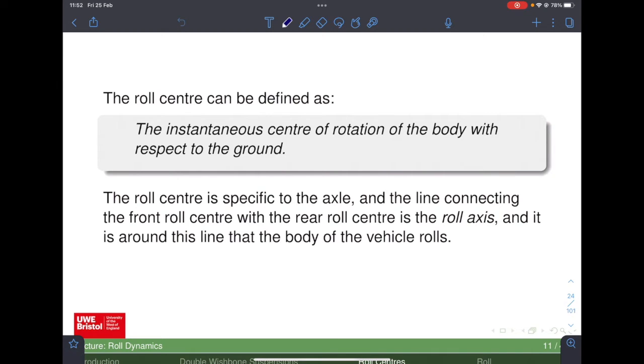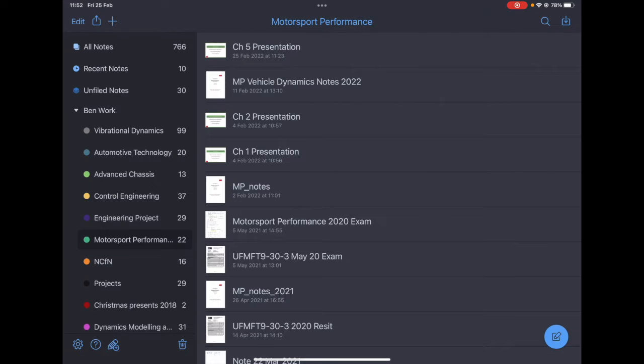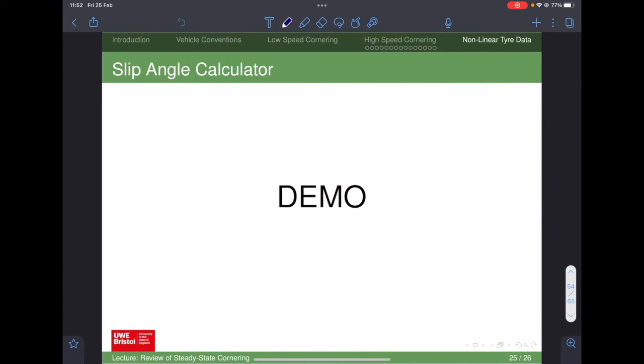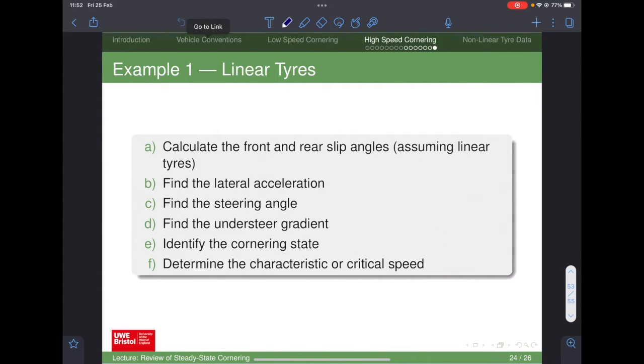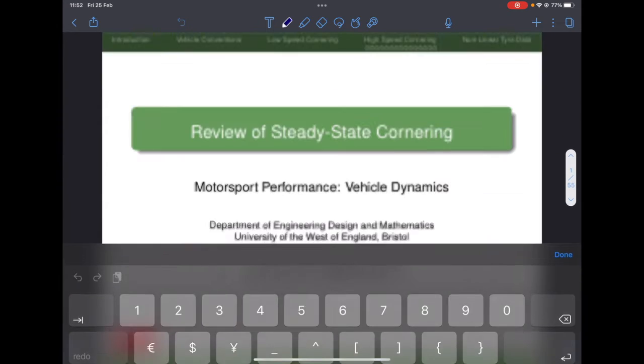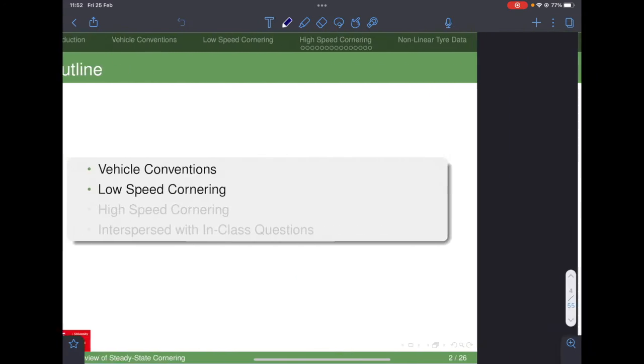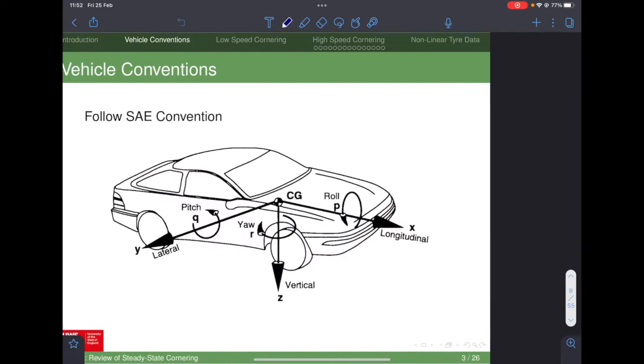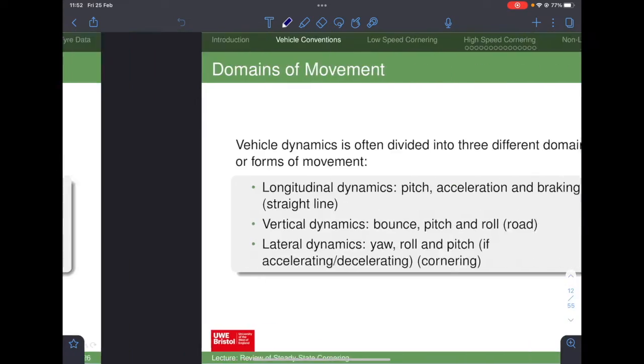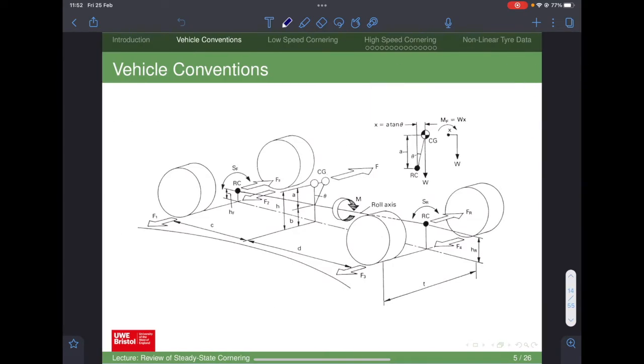So if I go back to the picture in chapter 2, let's go back to the beginning. If you remember, in chapter 2, we had this diagram. You can see that RC is the roll centre. This is the front, this is the back. So you've got your roll centre at the front, the roll centre at the rear. The line connecting the two is the roll axis.